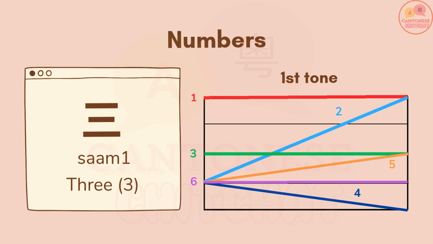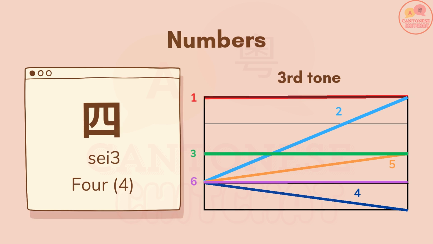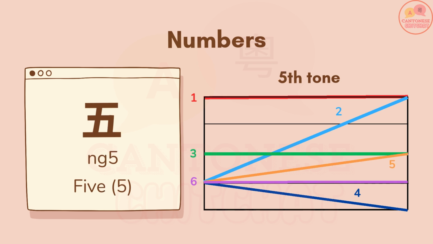3 is 三. Repeat after me. 三. 4 is 四. Repeat after me. 四. 5 is 五. Repeat after me. 五.